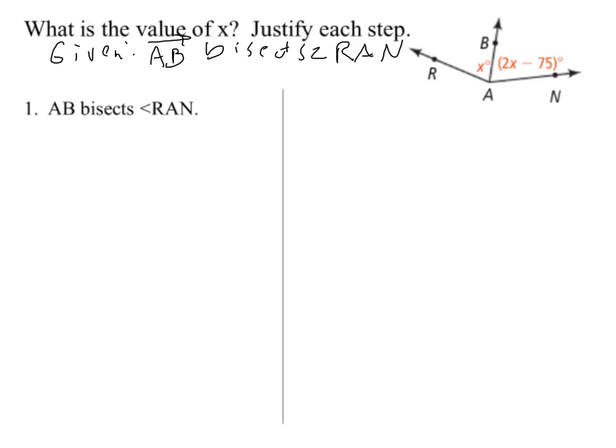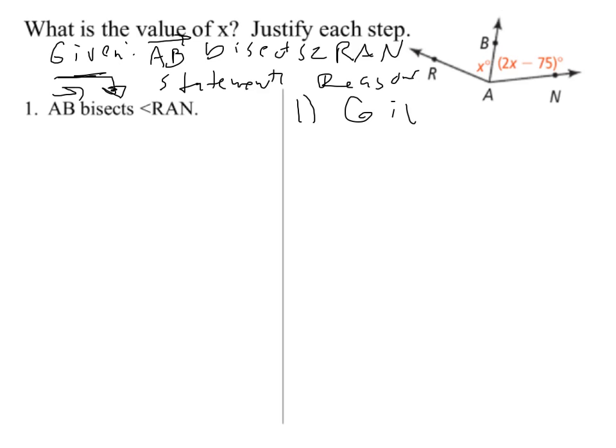So here's another proof. So typically we'll have a given statement. It did not pop in, so I had to write it in myself. But that will always be your first thing written in your statement column, because you'll have statements and you'll have reasons. So the reason I can say that AB bisects, this should have a line above it, angle RAN, is I just write given. Will always be the case. I would say this would be the easiest step.